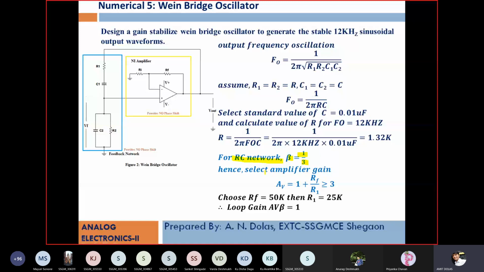So AV is 1 plus RF by R1. As it is a non-inverting amplifier, 1 plus RF by R1 must be greater than or equal to 3. So I set it to 3, you may go for 4. So 50 by 25 is 2, plus 1, it becomes 3. Therefore AV is 3, beta is 1 by 3, so it becomes equal to 1.